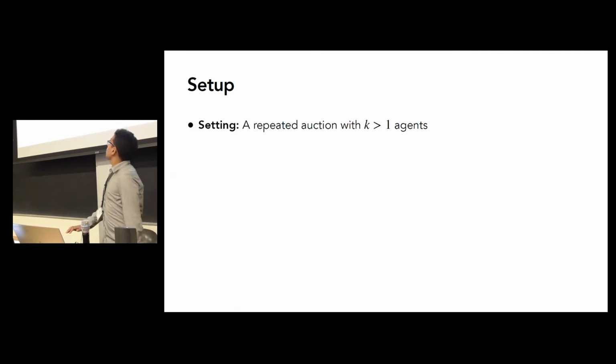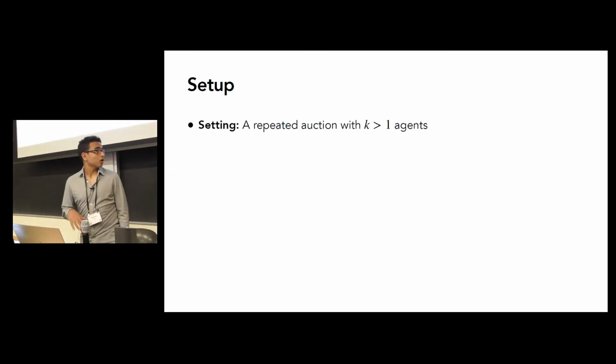Okay, so the problem we're considering is pretty simple. We're an external observer watching a repeated auction. For simplicity, we'll assume that the auction has a single item. It's memoryless. We're just watching the same auction over and over again. And we know the number of bidders, K.